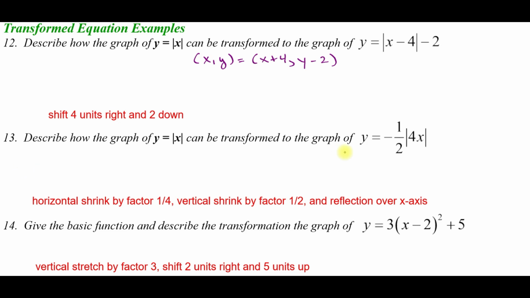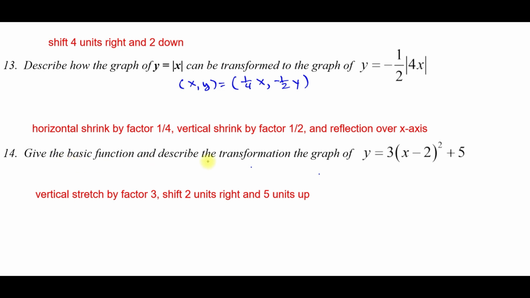On this second one, we have y equals negative 1/2 and then 4x inside the absolute value. So again, if you would like to write the mapping rule, remember inside the absolute value, that's my horizontal change. So we do the reciprocal here because we always do the inverse operation. So this is 1/4 x and then the negative 1/2 y. So that's where we get the horizontal shrink by a factor of 1/4, vertical shrink by a factor of 1/2, and that reflection over the x-axis.